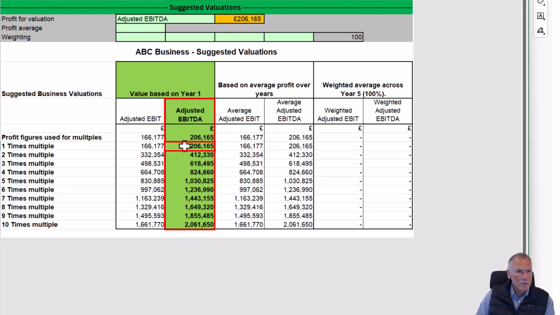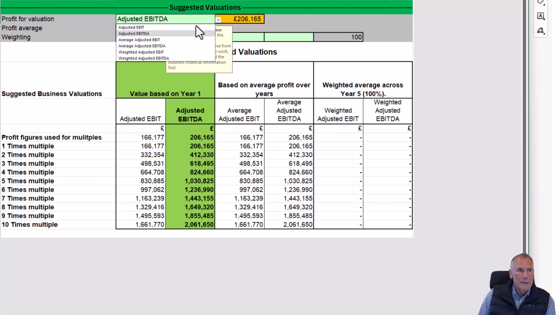So a 1 times multiple using EBITDA is 206,165. A 2 times multiple, 412,330, and a 3 times multiple, 618,495. So you can see just by this example that if we use adjusted EBIT, the business valuation is lower than if we use adjusted EBITDA. And the reason for that is that with EBITDA, we're adding back that depreciation. So in this case, that's 3 times that depreciation. So you would end up paying more for that business than what I would consider it's worth. So I'm going to change that back to adjusted EBIT.